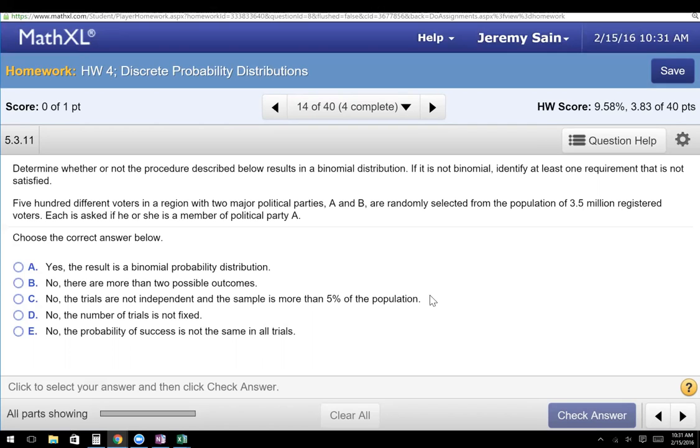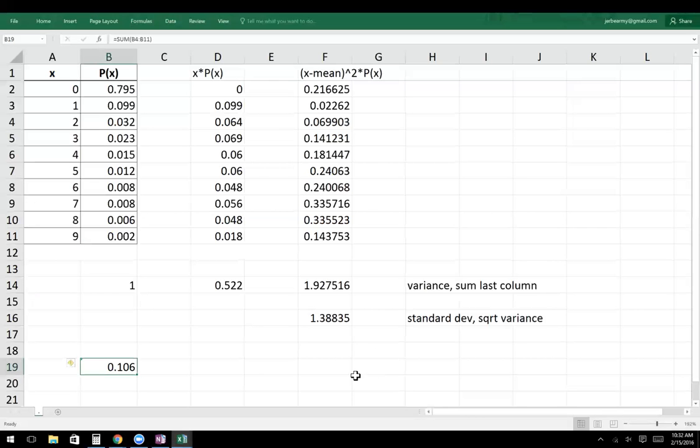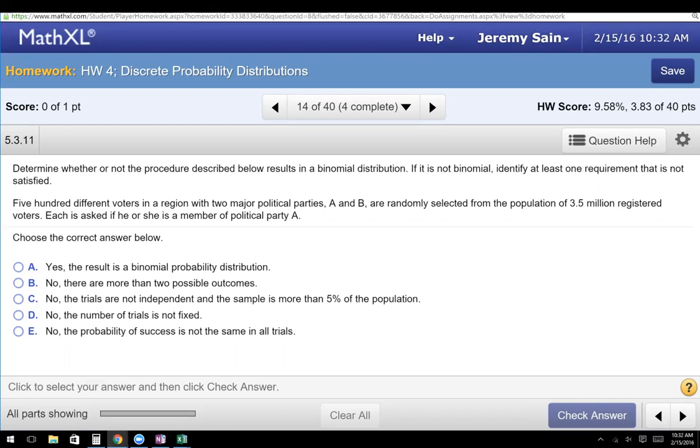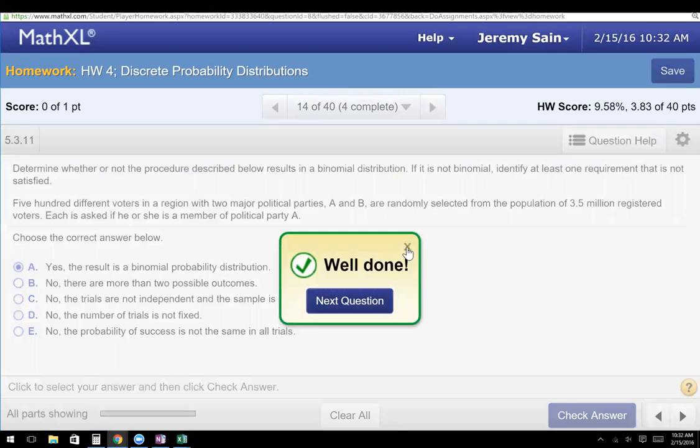What is 5% of 3.5 million? I can't imagine, I think it's got to be more than 500. Yeah. So I'm going to say yes. Make sure that's right. Yeah.